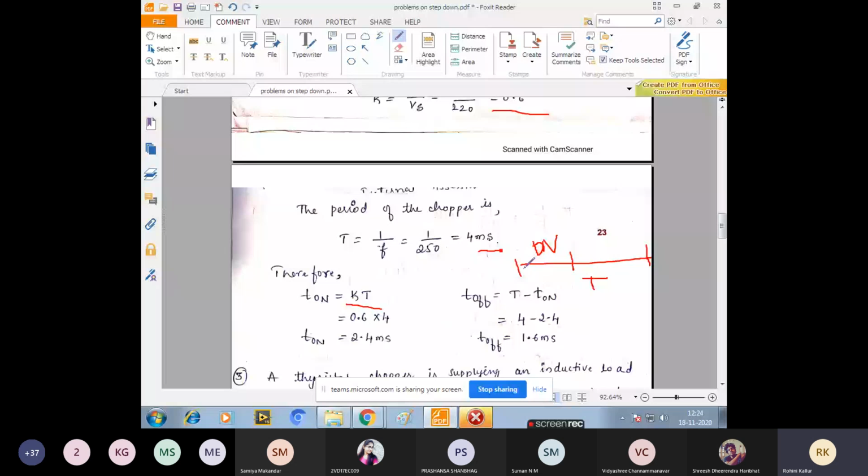So T on is equal to K into T because it is ending at K into T. If you refer back to the waveforms, we have written the T on value as 0 to K into T. So K value is 0.6 and then multiply that with 4 milliseconds. So the value of T on is equal to 2.4 milliseconds. Then the turn off time is equal to total time period T minus T on. So total time period T is 4 minus T on is 2.4, so the value is equal to 1.6 milliseconds.